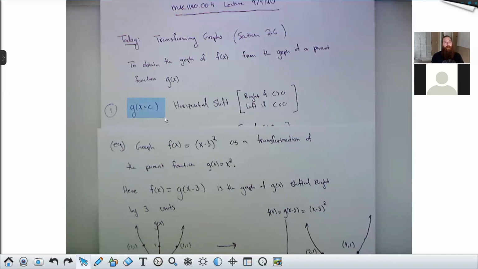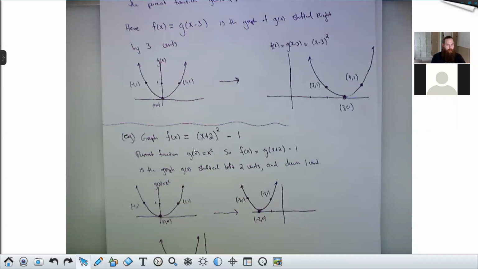So if you've got g of x minus c, that'll always be a horizontal shift. If c is positive, like x minus 2 or x minus 5, then you're going to the right. If c is negative, like g of x minus -2 or x minus -5, then you're going to the left. But nobody writes minus -2 or minus -5, they write plus instead. So this g of x plus 2, I'm thinking of that as g of x minus -2. So I'm going to the left. Easy way to think about it, adding on the inside takes you left, subtracting on the inside takes you right.